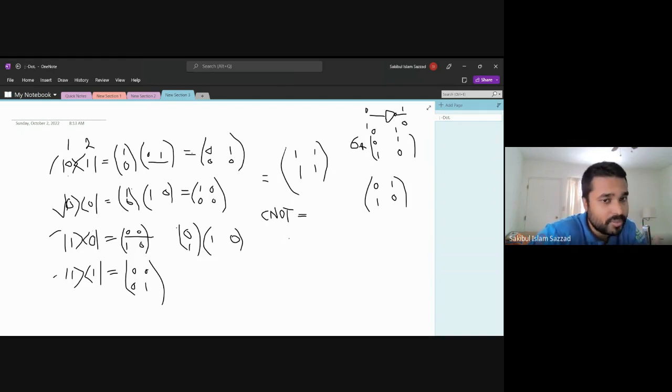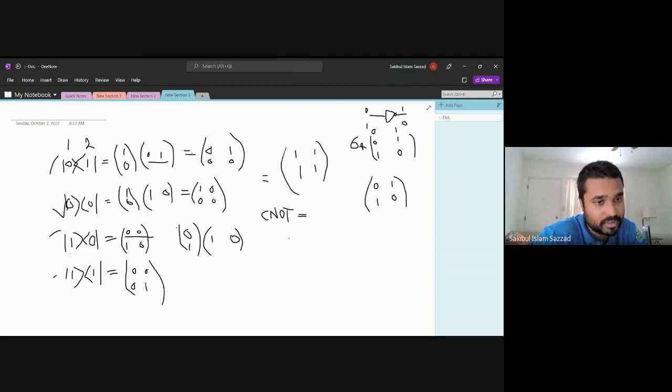Let me repeat. If the first qubit is 1, then I can apply the NOT gate for the second qubit. So I cannot apply the NOT gate for this 01 because the first qubit is 0. So there is no meaning to apply it for 01. For this state, I also cannot apply the CNOT gate because the first qubit is 0, and that will be 0.